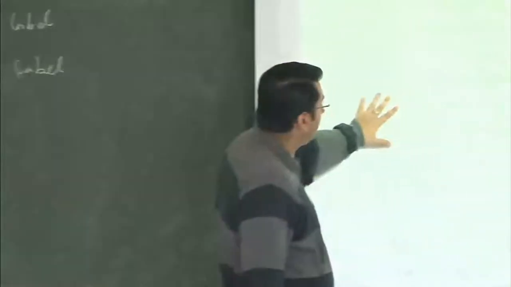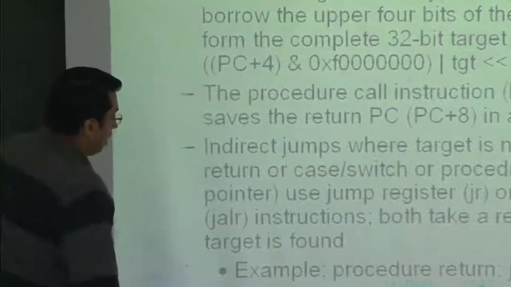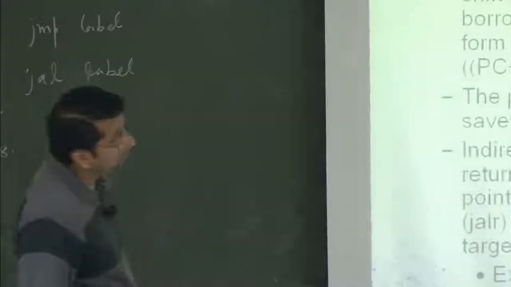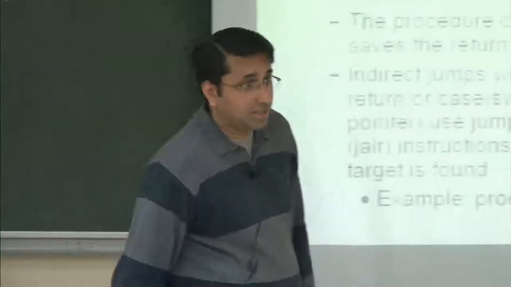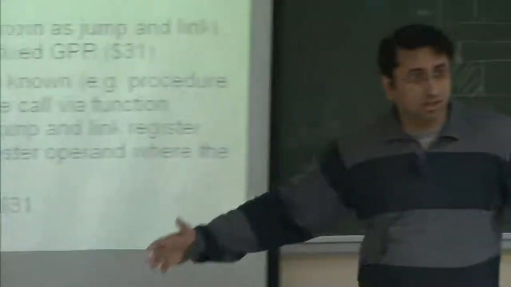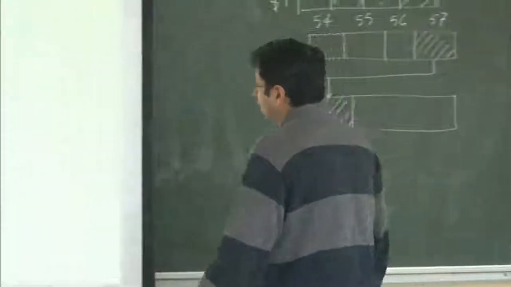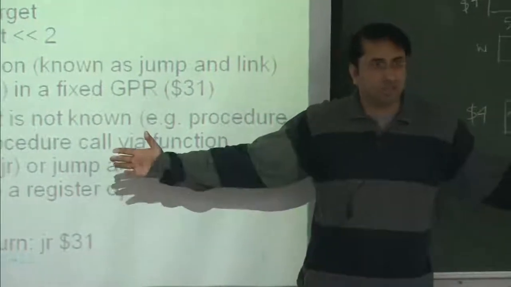So the label is encoded exactly the same way, completely the same way. Okay. So how far can you jump? 2 to the power of 26 instructions, right? So that's my jump span. Which is a very large span actually, right? 2 to the power of 26 is what? 64 million instructions I can jump.